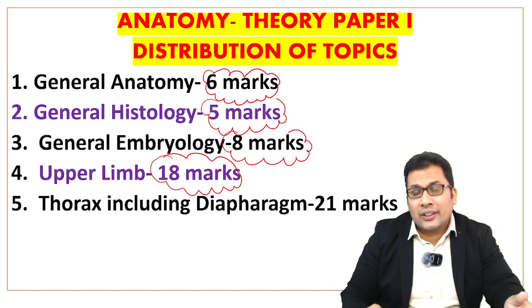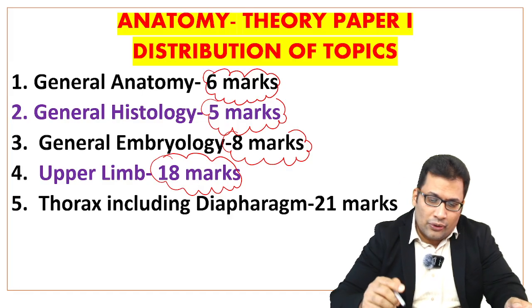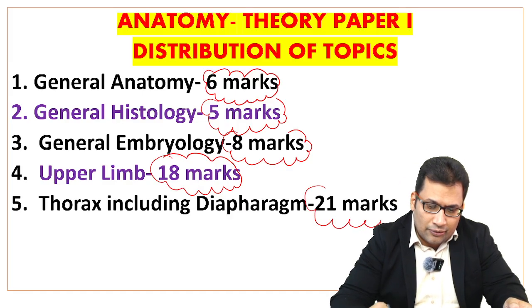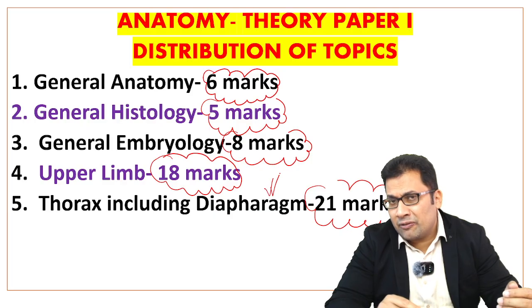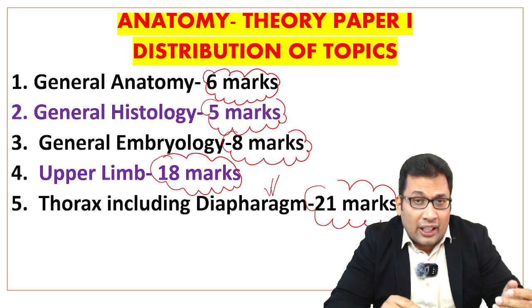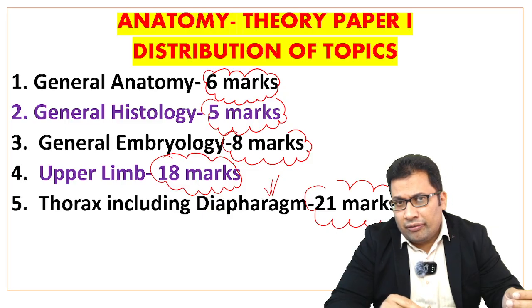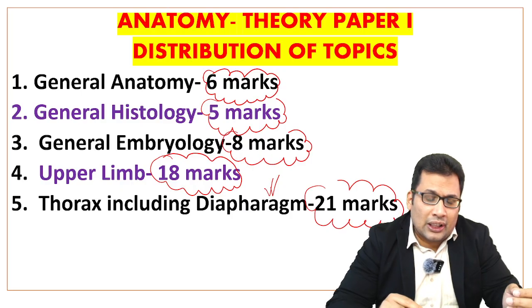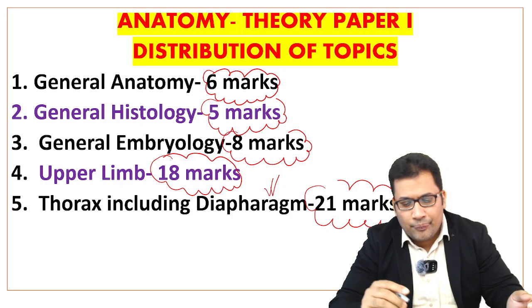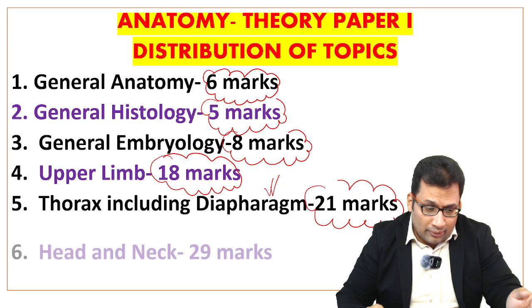Then thorax including diaphragm. So, that is around 21 marks. In the diaphragm, basically the nerve supply of the diaphragm, that is the phrenic nerve, and the openings of the diaphragm are very commonly asked, like the vena cava opening, esophageal opening, aortic opening. Heart is one very important topic from thorax.